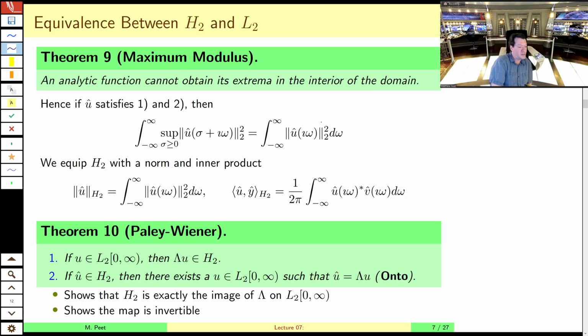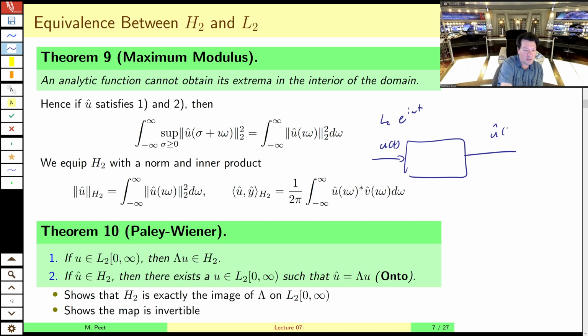So we've got now a map from u of t, in L2, which is parameterized by a basis of test functions, e to the i omega t, to now u hat, which is a function of a complex variable, or a frequency domain variable. How is that parameterized? Well, that we leave to your imagination.